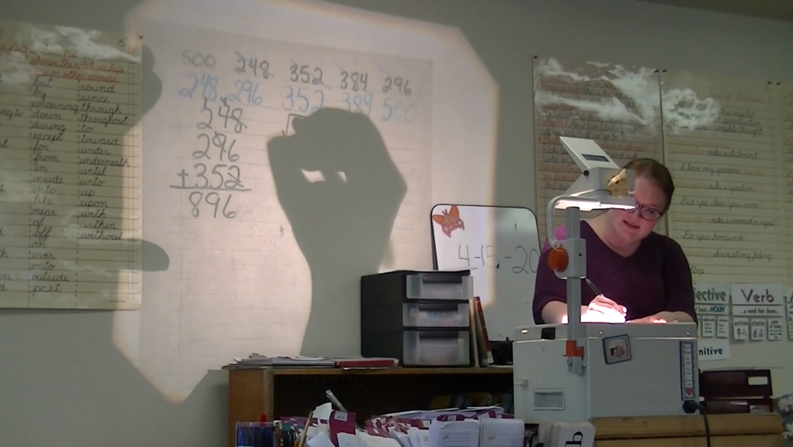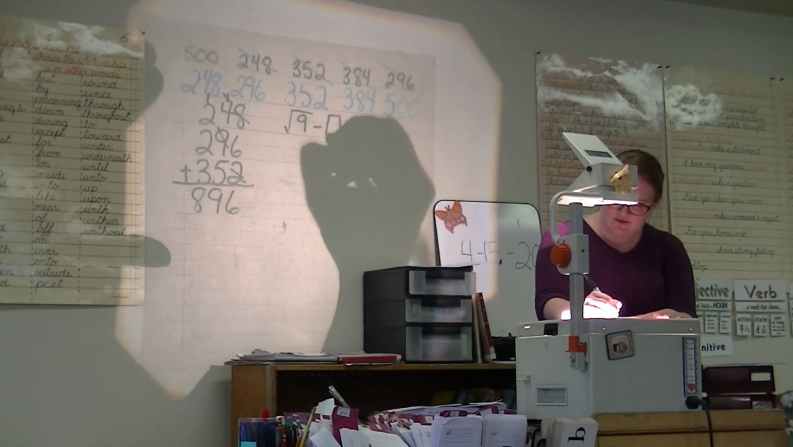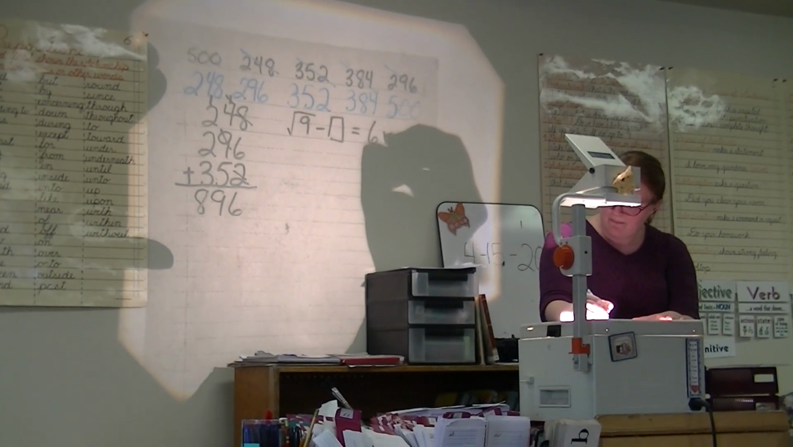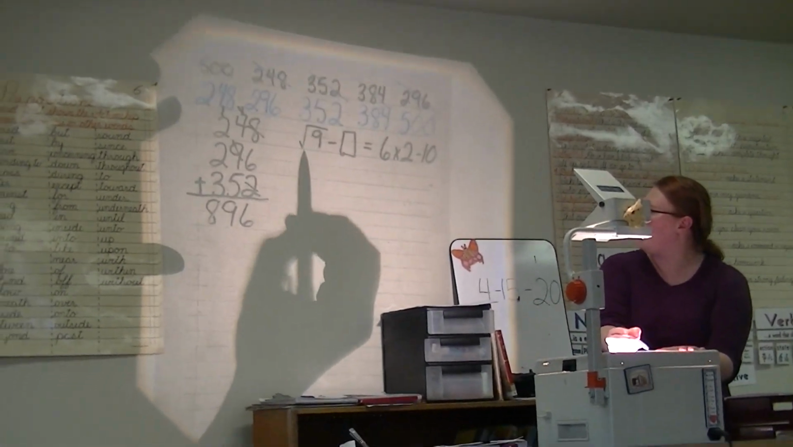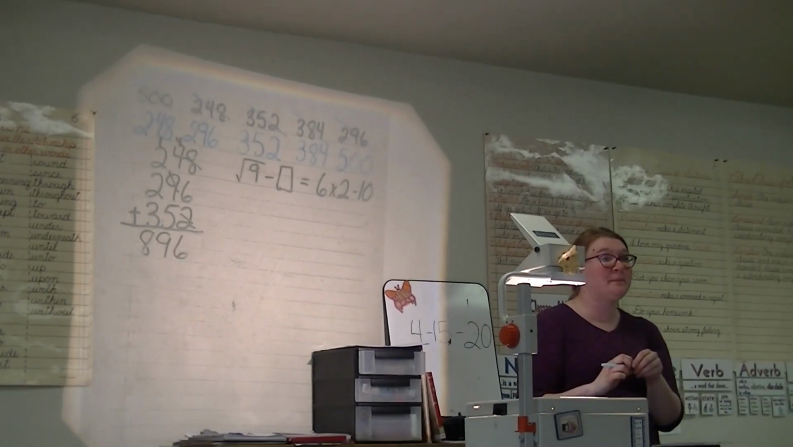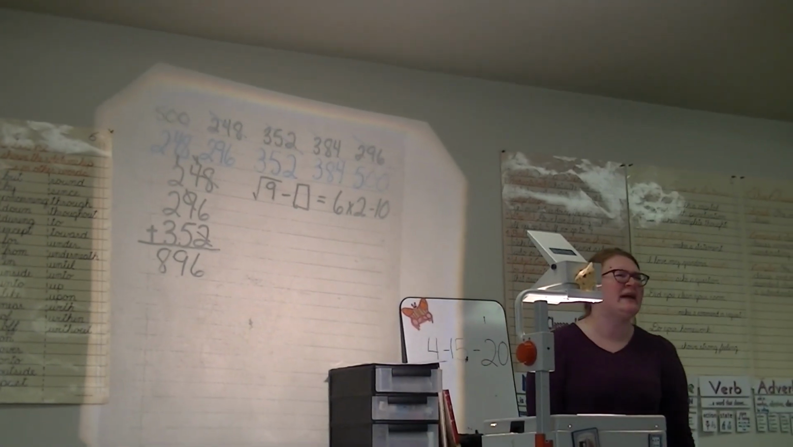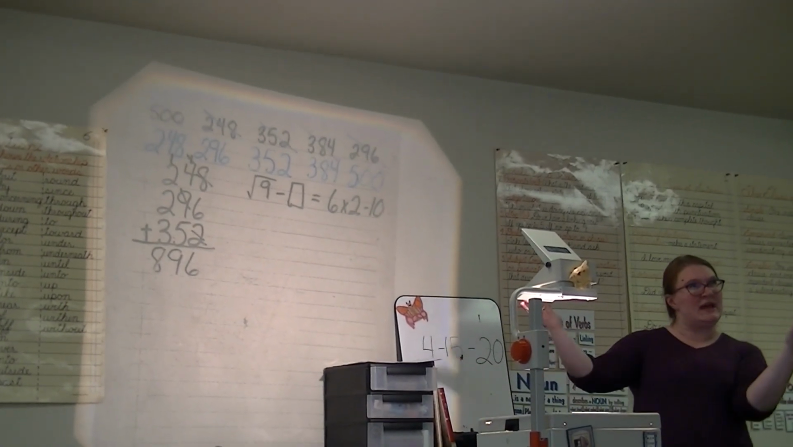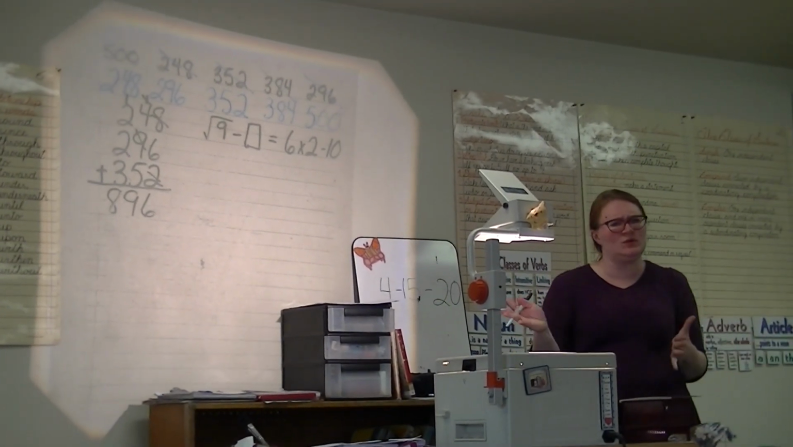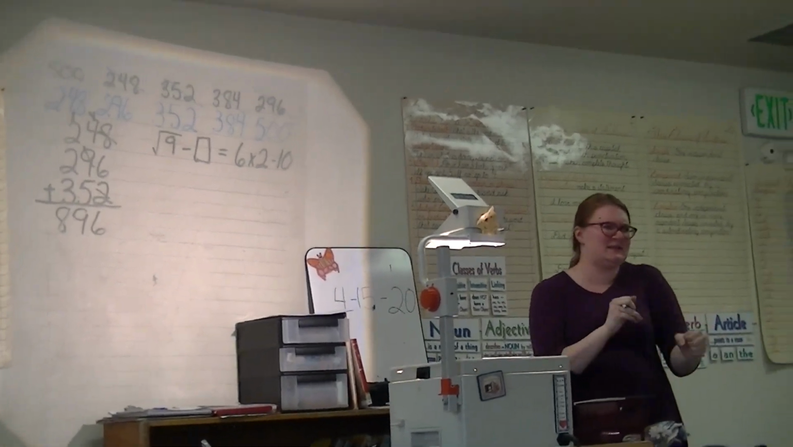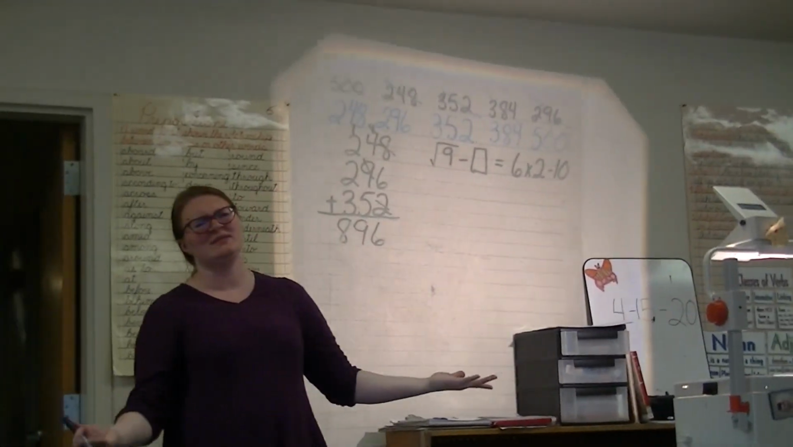Okay, here we go. Who remembers what that symbol is? It's not division. What is that symbol right there? That means what number times itself makes 9? 1 times 1, 2 times 2, 3 times 3, 4 times 4, 5, 6, 7, 8, 9 times 9, 10 times 10, 11 times 11, 12 times 12. What number times itself makes 9?